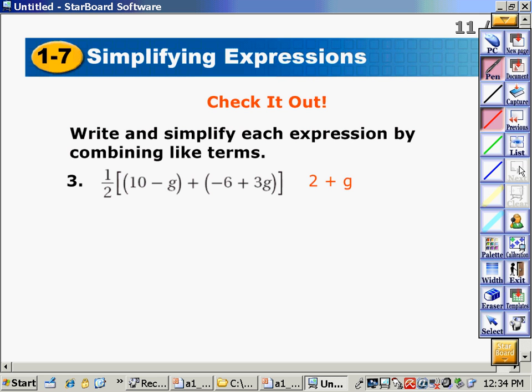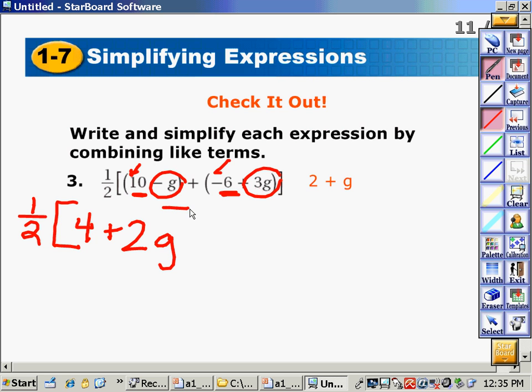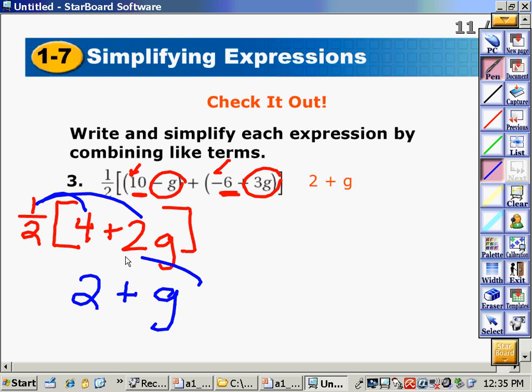I have 2 sets of parentheses inside, and if you notice, neither one of them have anything to do. So I can actually just drop the 1/2. 10 and -6 is 4. -g and 3g is 2g. I'm ready to distribute. Half of 4 is 2, half of 2g is g, and I am finished.